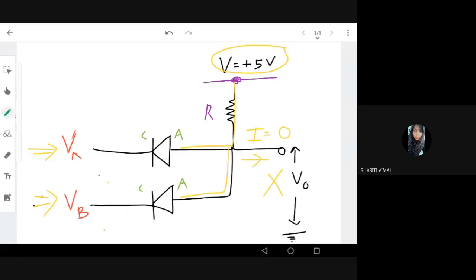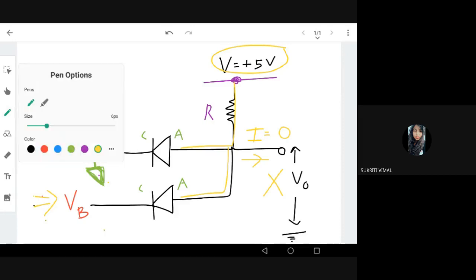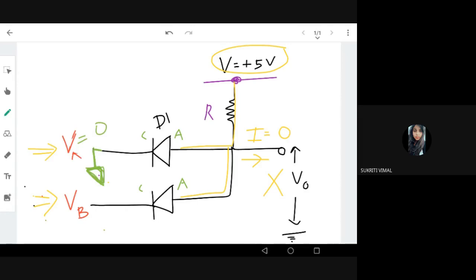For example, if I say VA equals 0 volt, what is the meaning of 0? 0 means reference potential, ground. That means I'm giving a ground at VA. So what is the meaning of that? Now the circuit has a closed path. Say I name this diode D1 and this diode D2.